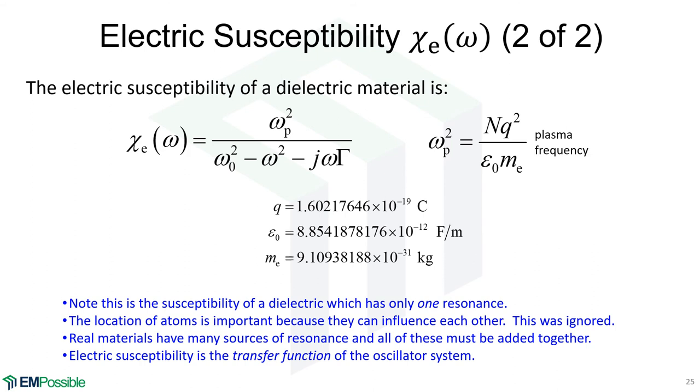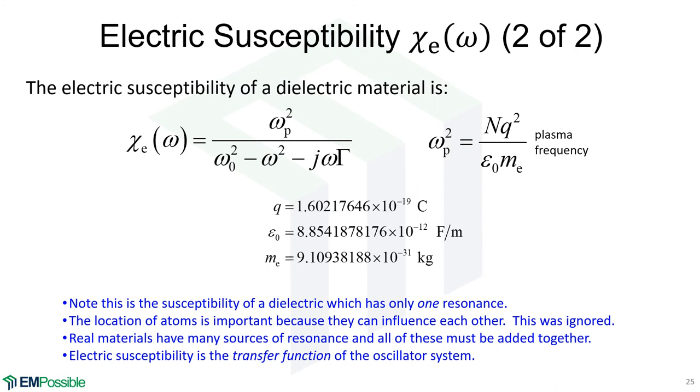First, this electric susceptibility really is the transfer function of the oscillator system, and that will have more meaning later on when we talk about Kramers-Kronig relations and some other things. The other thing we should mention is that we've only really talked about one source of resonance, and that's the electron cloud around the atom. There are actually dozens of different types of resonances that can happen at the atomic scale. Fortunately, all of them can be fit to the Lorentz oscillator model, with slightly different parameters. So in terms of the equations, we only really have to think of one type of resonance, but there are many, many types, and this was just one that we've considered.